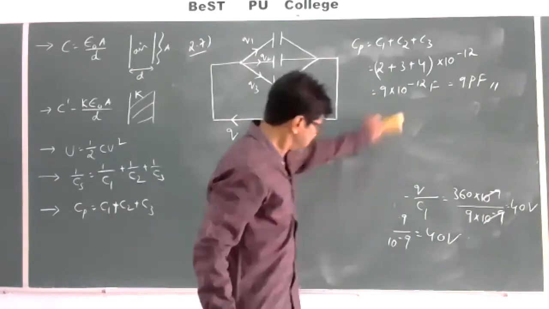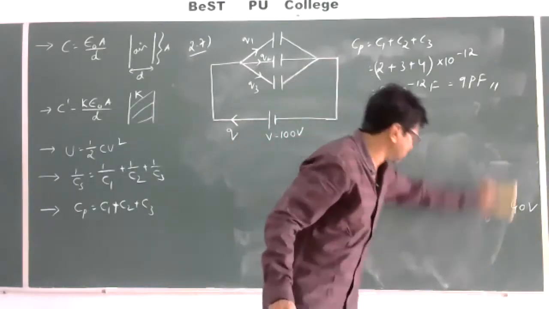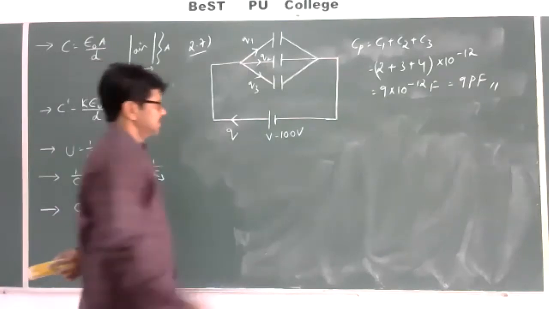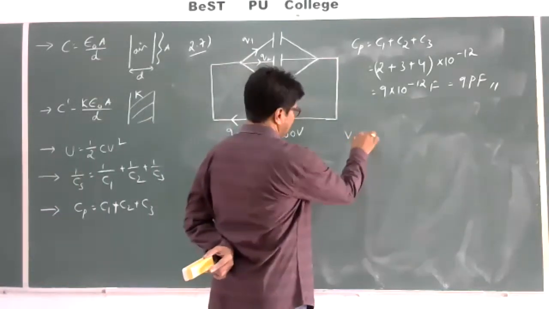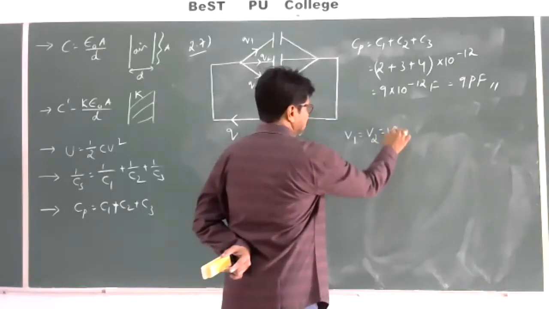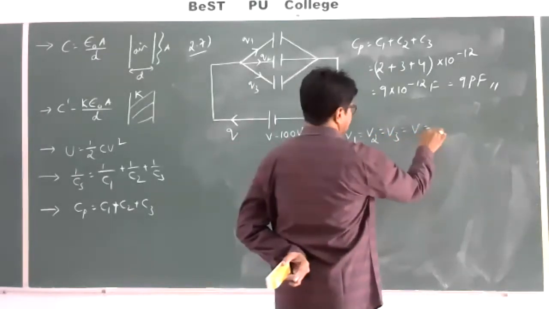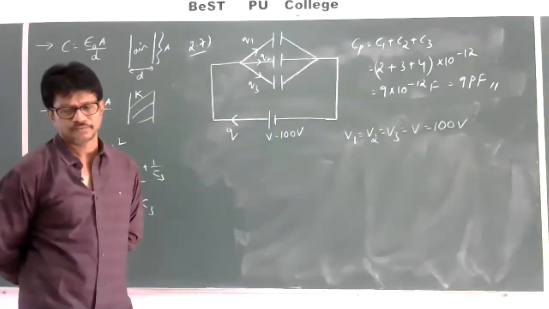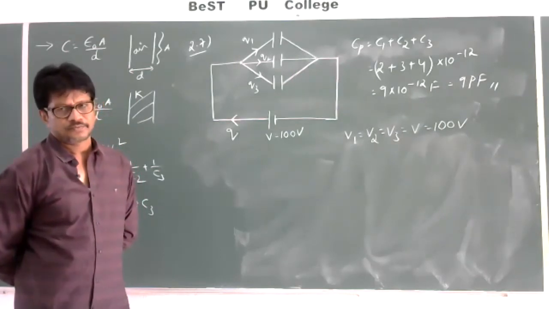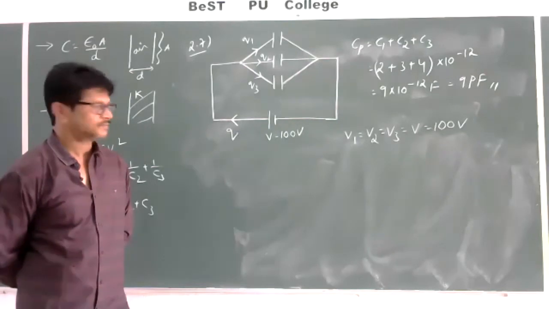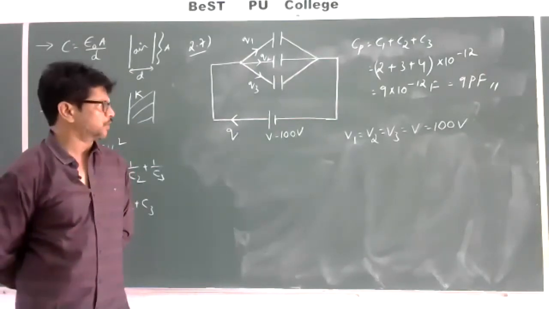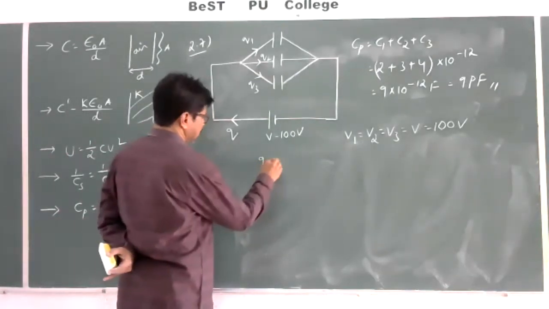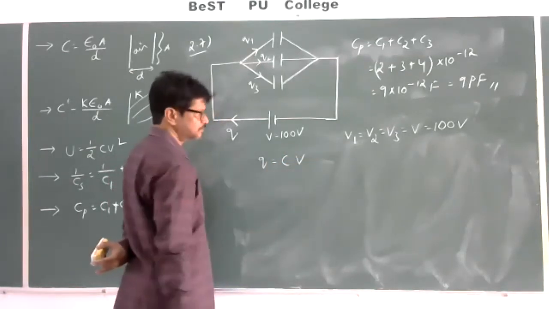As we know, in case of parallel combination, the potential difference remains constant. That I will write with your permission. V1 is equal to V2 is equal to V3 is equal to V, which is equal to 100 volts. Then he is asking us to find Q1, Q2, Q3 values, where Q is equal to CV is the general formula.